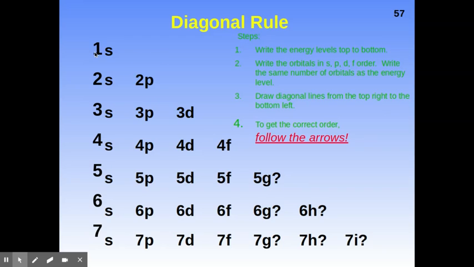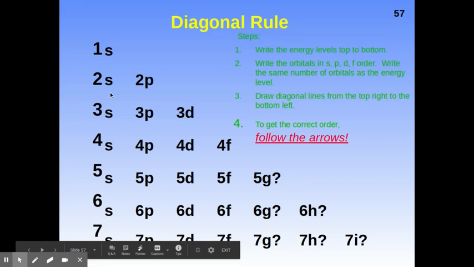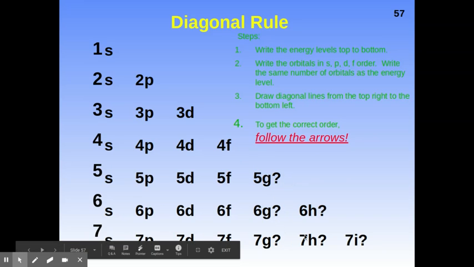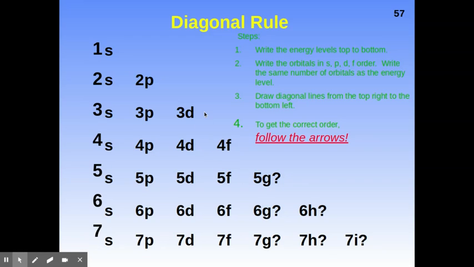So each level, you have 1, 2, 3, 4, 5, 6, 7. Each level has an S. Then starting at level 2, they all have a P. Starting at level 3, they all have Ds. At 4, they add an F, etc. So each level you add a new orbital type. Now, again, could there be a 5G? Sure, there could be, but we never would get electrons to go in here. We just don't have enough of them. So these are all just theoretical things. So go ahead and write down this triangle if you haven't already.